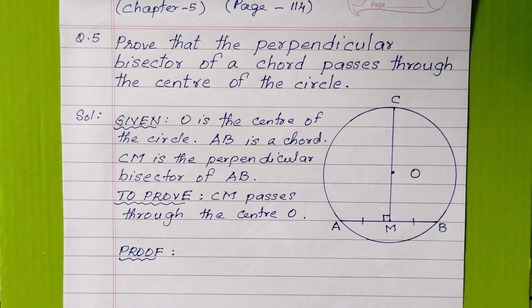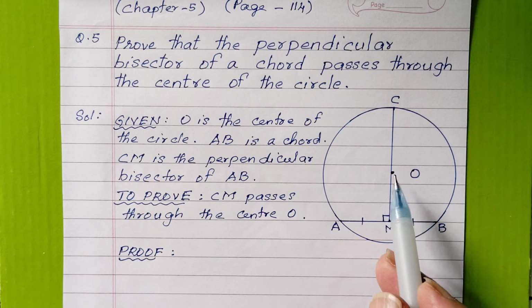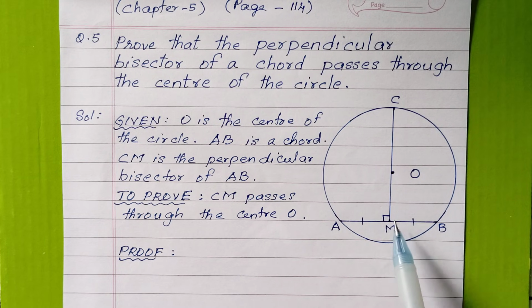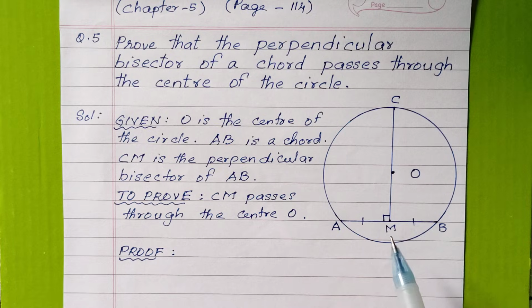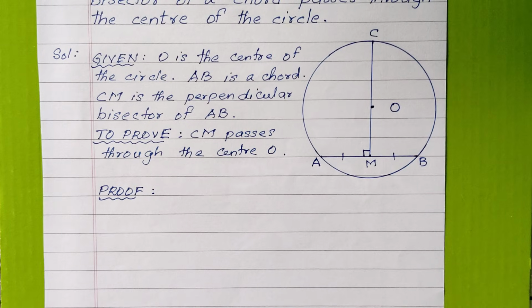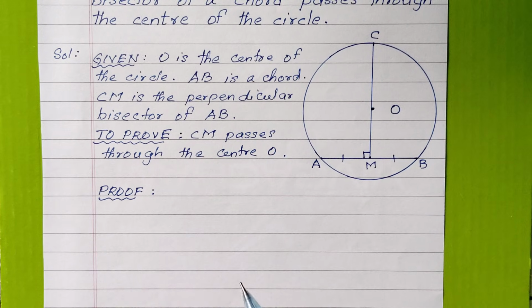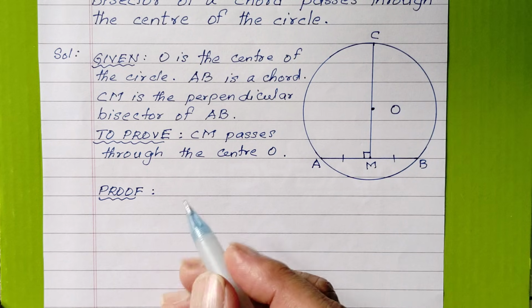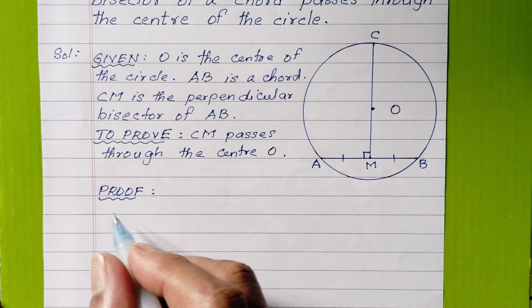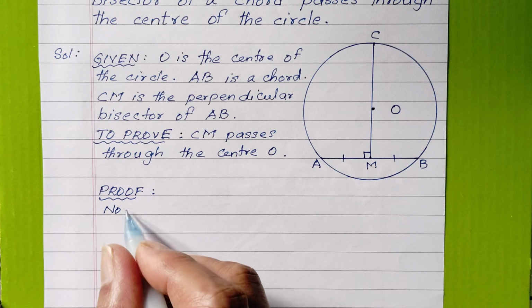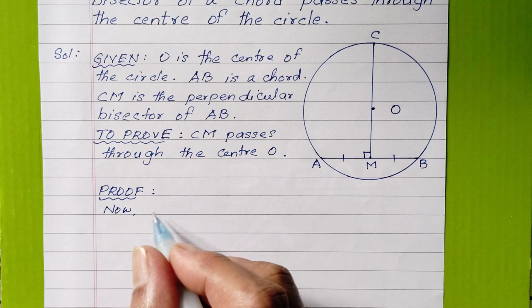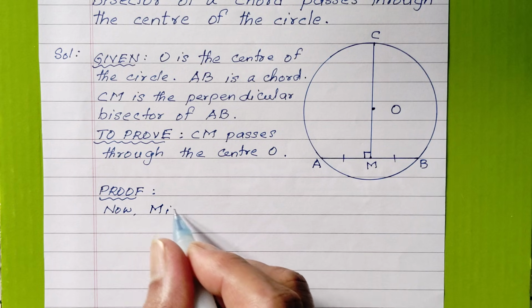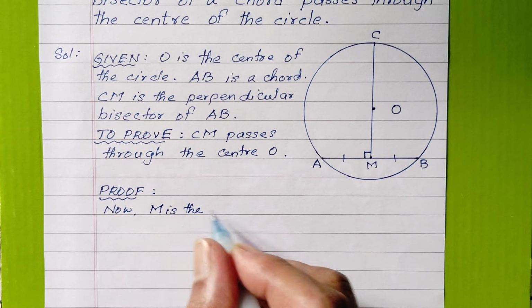Here we have been given that AB is a chord, O is the center of the circle, CM is the perpendicular bisector of AB. So now, how to prove it? We will see the proof now. Now, M is the midpoint of AB.